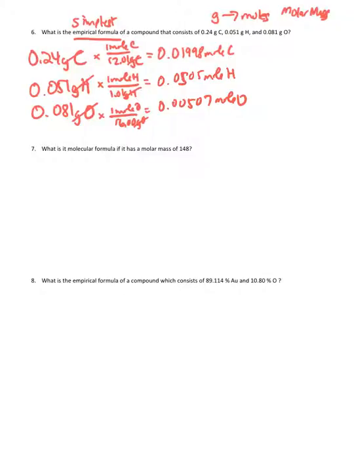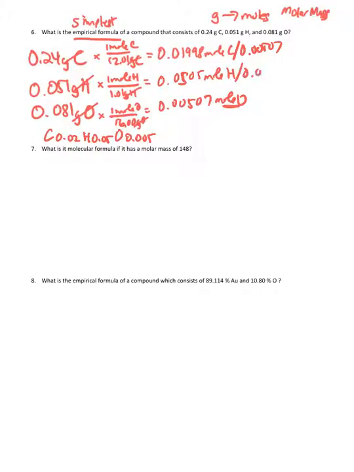So if we were to stop there, we'd have an empirical formula that looks like C 0.02, and hydrogen 0.05, and oxygen 0.005. Now, where have you ever seen a formula that looks like that? You haven't. They're always integers. So what we need to do is get these all in relationship to the smallest number of moles. So what has the smallest number of moles? It's the oxygen.